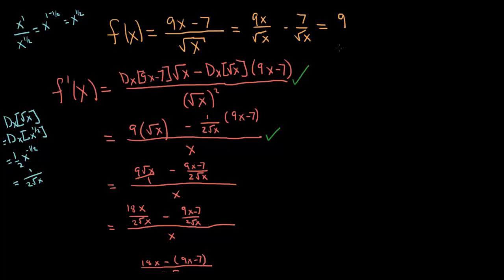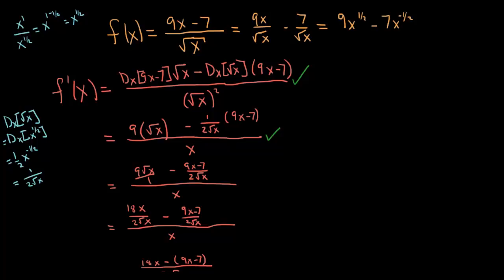Okay, so we have 9x to the 1/2 power minus 7, and if we rewrite that in exponential form, it would be x to the 1/2 power in the denominator, but to write that in the numerator only, it would be x to the negative 1/2 power. So we rewrote f of x, again just algebra so far, as 9 times x to the 1/2 minus 7 times x to the negative 1/2. Now we can differentiate this function.